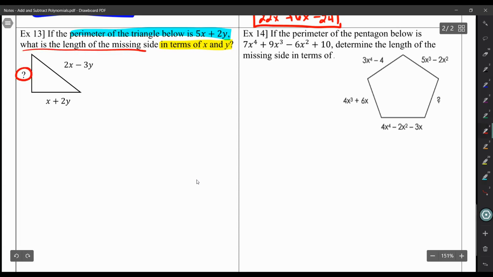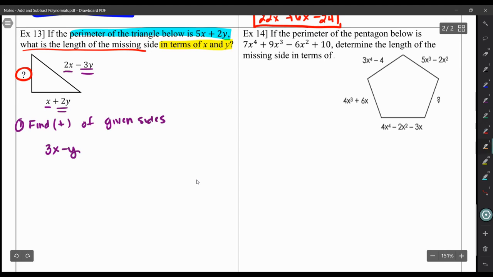So I'm trying to find out this. So use your problem solving skills. The perimeter is the addition of all 3 sides. This plus this plus this. Well, I have 2 sides. So the first thing I want to do is find the perimeter of the sides I do have. Find the addition of the given sides. What do you have? Well, 2x plus x is 3x, and negative 3y plus 2y is negative y. So that's the addition of the sides that I do have.